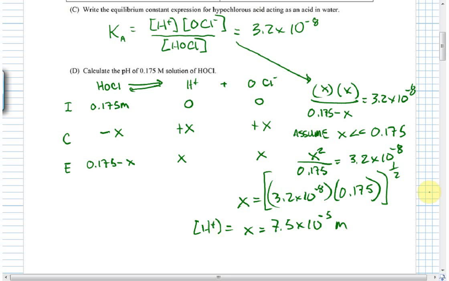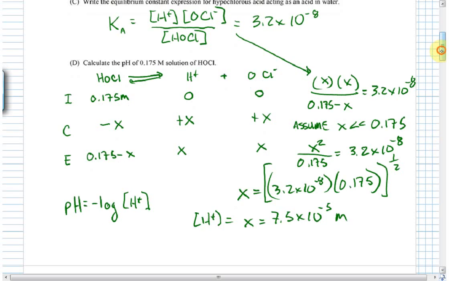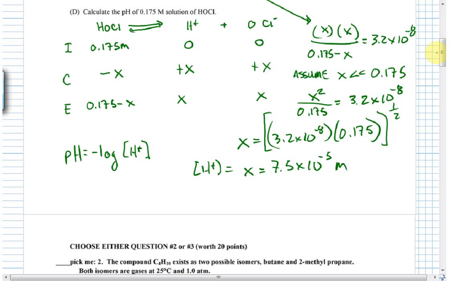We want to get the pH. pH is just going to be the negative log of the hydrogen ion concentration. We take the negative log of 7.5 times 10 to the minus 5. pH is going to be 4.13.